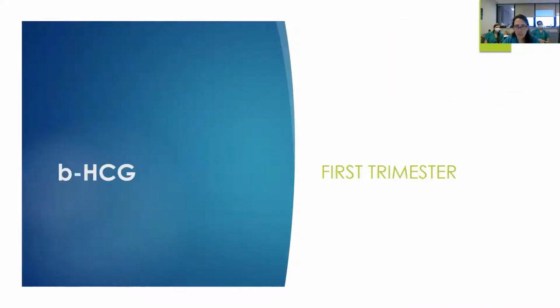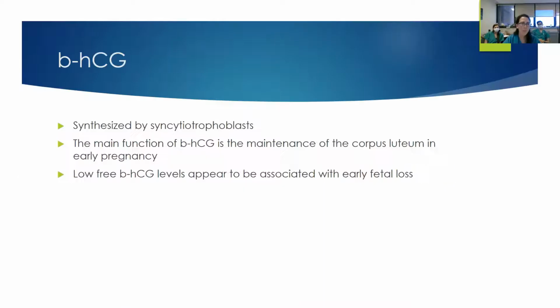Now I'm going to talk about HCG in the first trimester. So HCG is synthesized by the syncytial trophoblast, and the main function is the maintenance of the corpus luteum in early pregnancy, and low levels appear to be associated with early pregnancy loss.